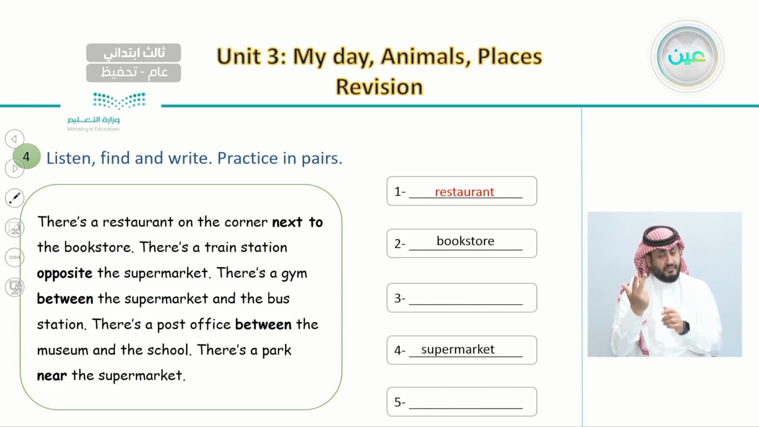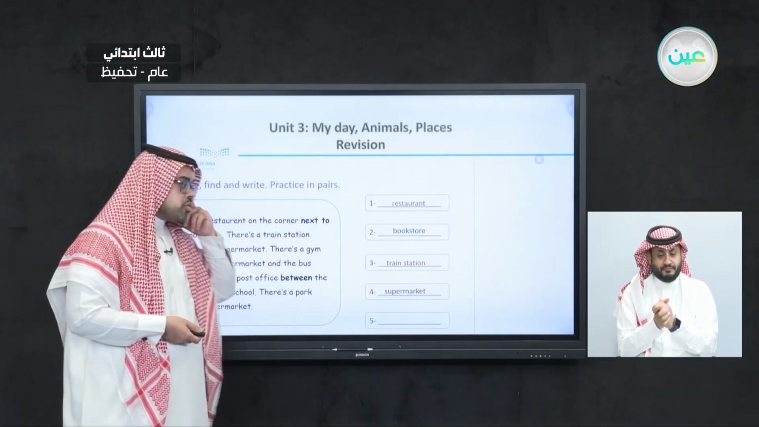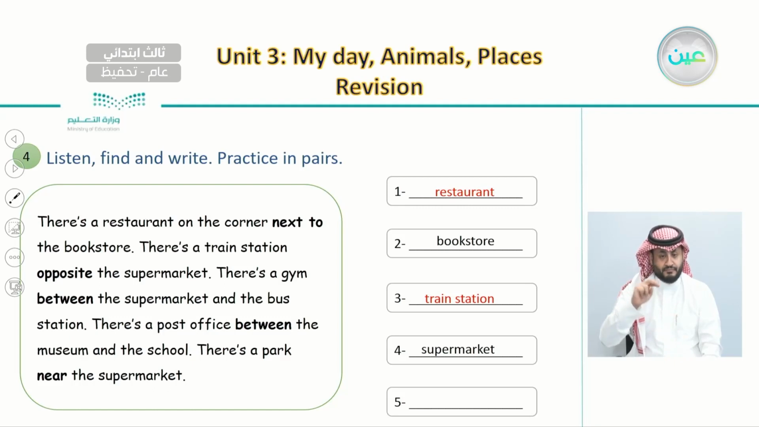So, what do you think number 3 should be? We should talk about a train station. So here we go and we write: number 3 is a train station. Now let's continue so we can know what is the place in number 5.